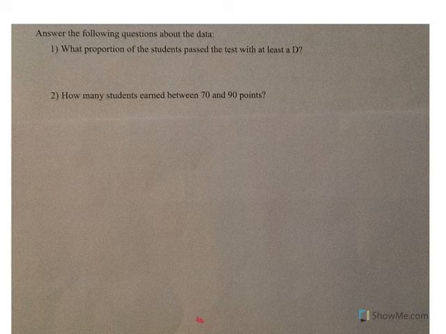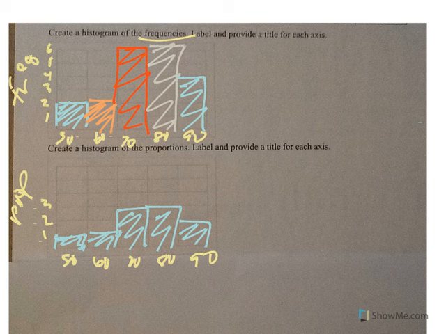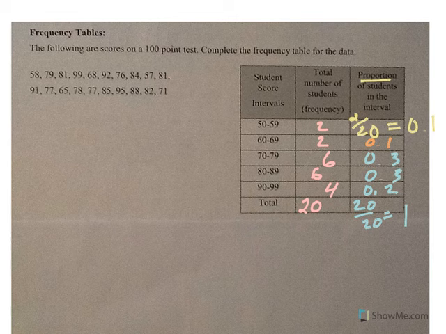Alright, so using that data to answer some questions. Number 1, what proportion of the students passed the test with at least a D? Now, at least a D, that means we're looking at 60 or greater. Okay, so when we go back to our tables here, and we might even do it from this part, 60 or greater, so that's this stuff.